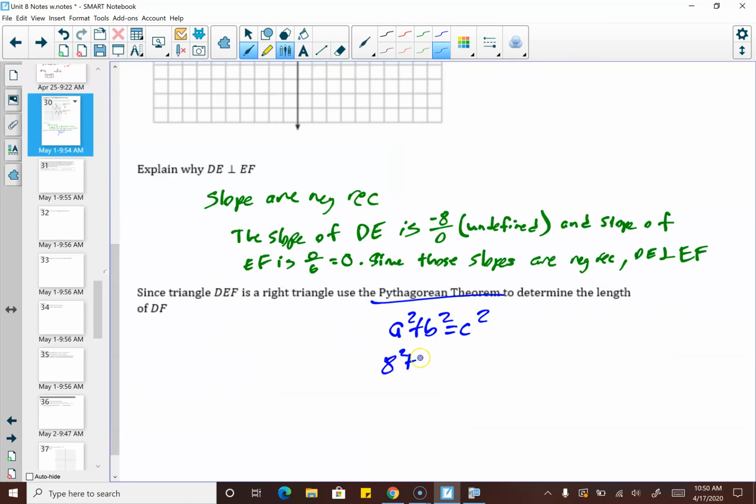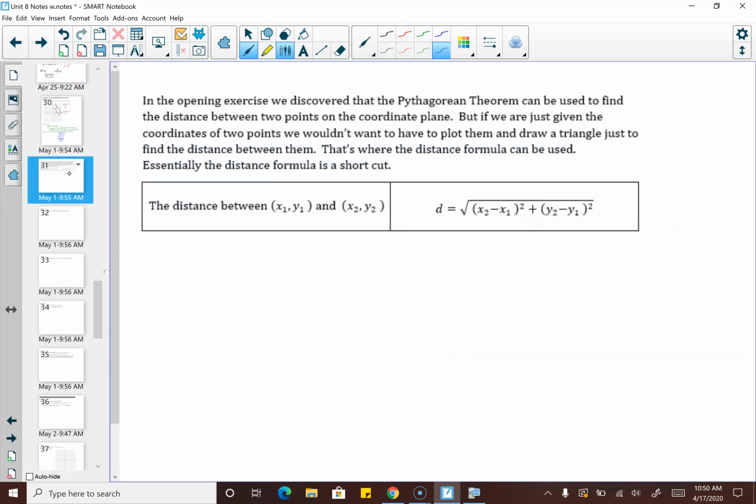So we're going to have 8 squared plus 6 squared equals c squared. 8 squared is 64, 6 squared is 36. Add them together to get 100. Square root both sides, and you get that C is 10. All right. So that's one way to use it with Pythagorean theorem. And you'll see as we go to the next part here, the distance formula is kind of similar to Pythagorean theorem.